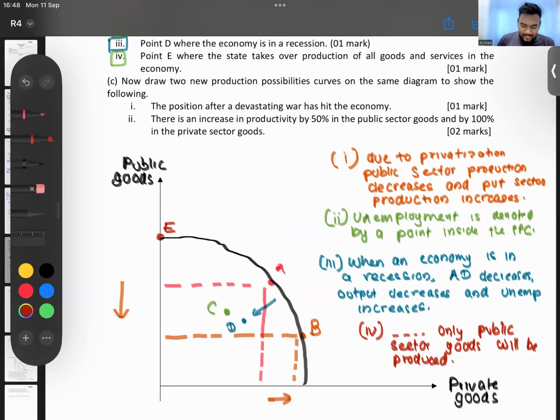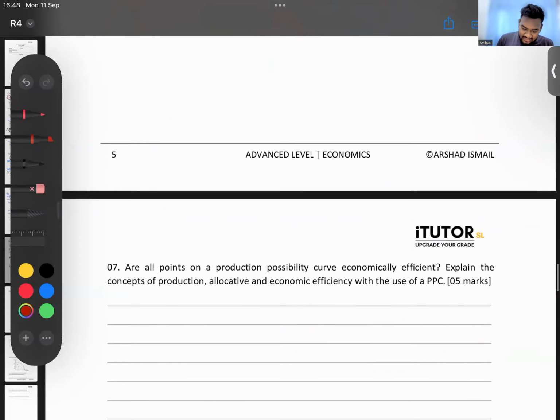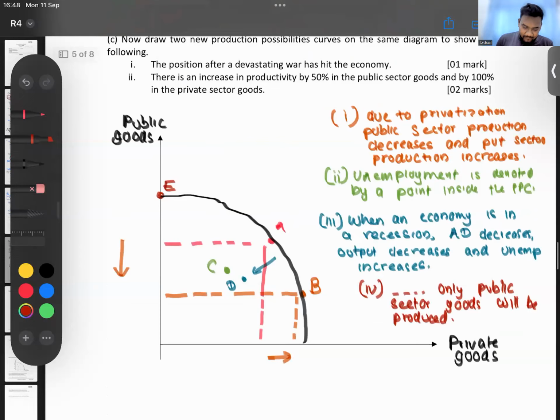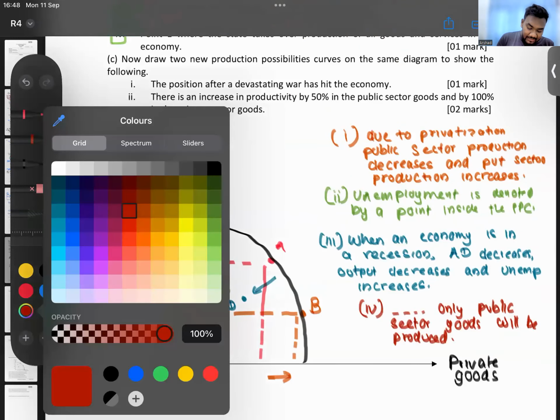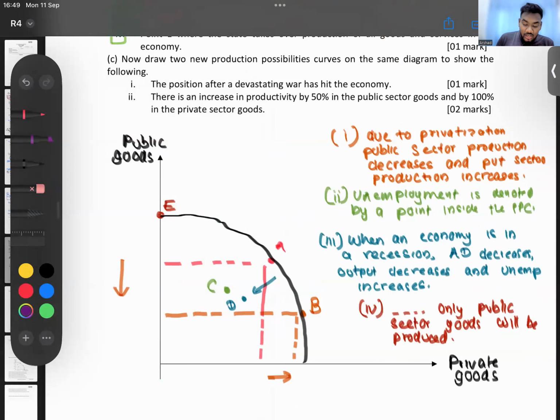Good. Okay. Now we'll go to part C. I have not left space for another PPC, I just realized. They say in part C, now draw two new production possibility curves on the same diagram to show the following. The position after a devastating war hit the economy. There was a really bad war that happened. What do you think will happen to the PPC now?